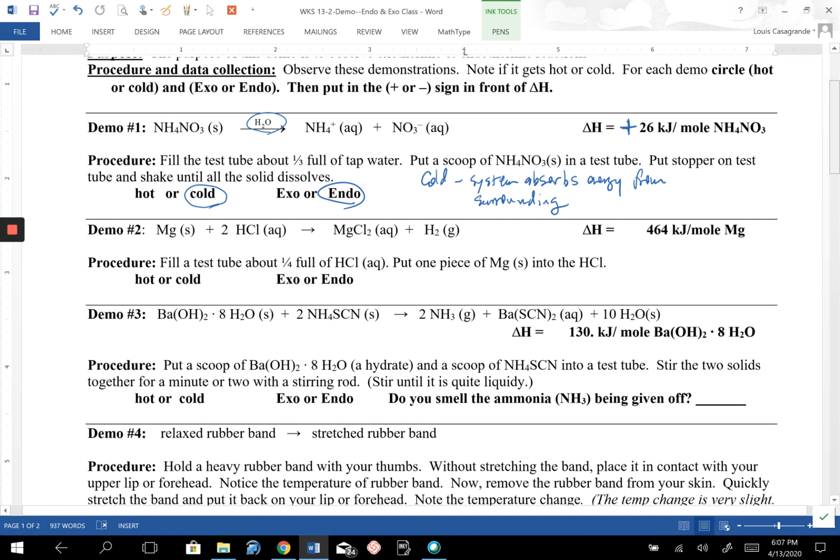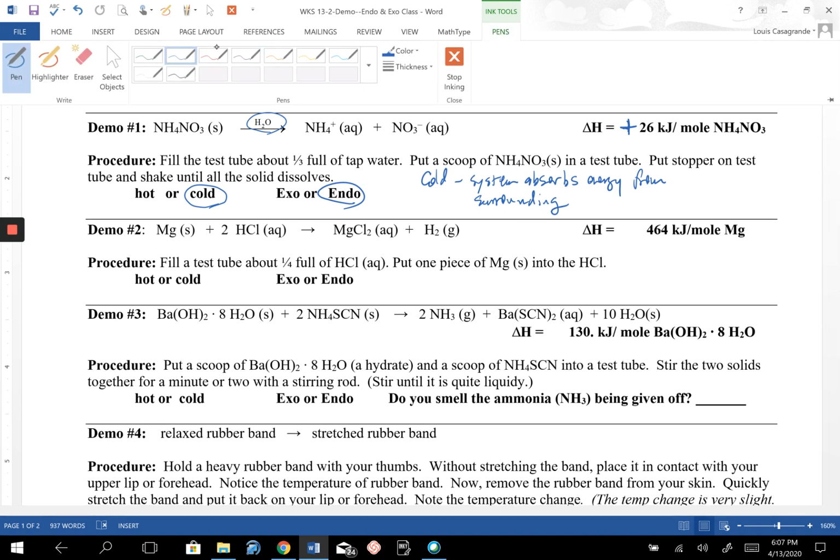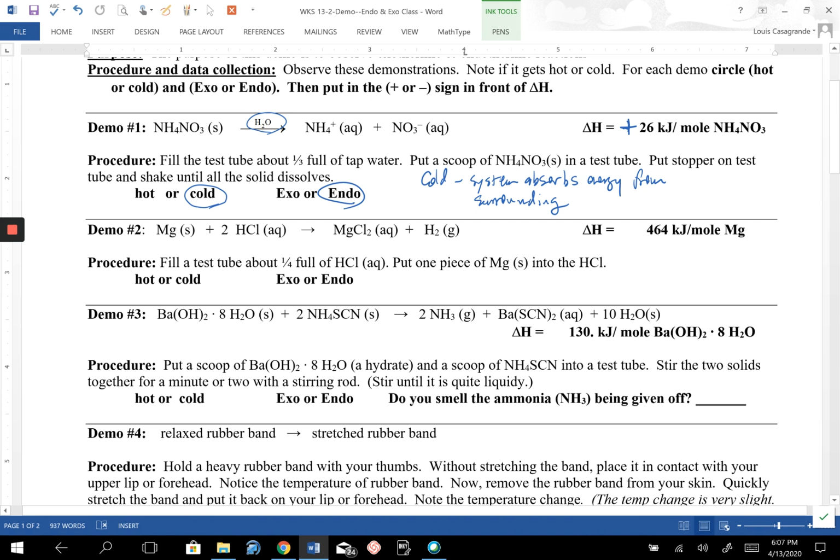The next reaction, we actually saw in our eudiometer lab. This was magnesium metal and hydrochloric acid. And if you recall, maybe you recall that in the eudiometer, the water did warm up a little bit. So it's not so far out of the question for you to remember that the surroundings got hot. So this hot surroundings means that the system releases, sometimes we say loses, energy to the surroundings.